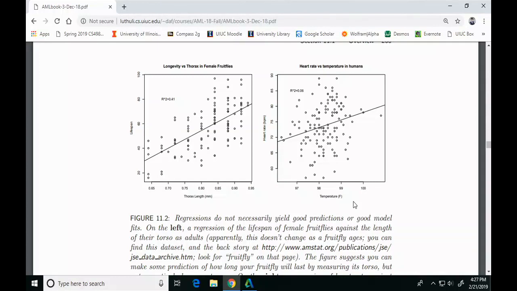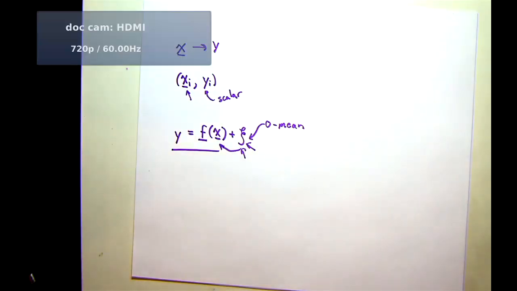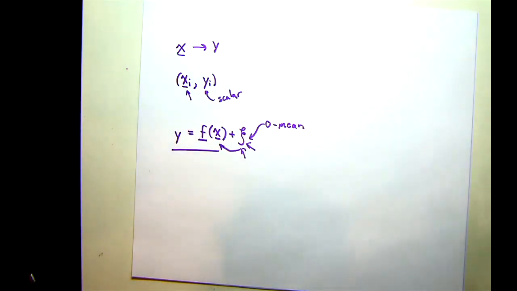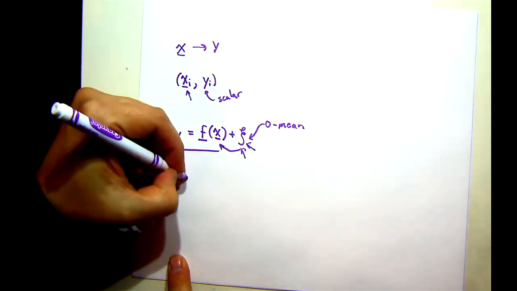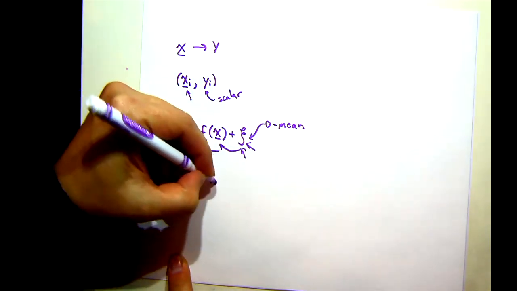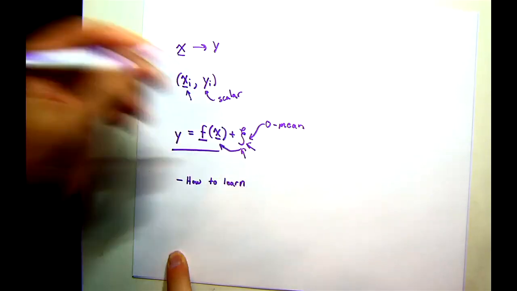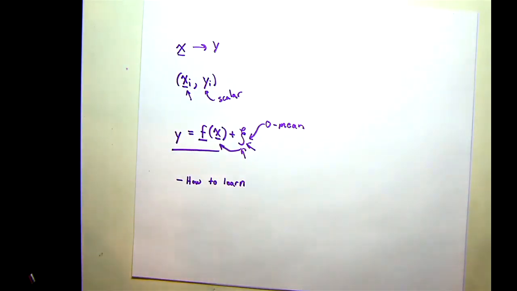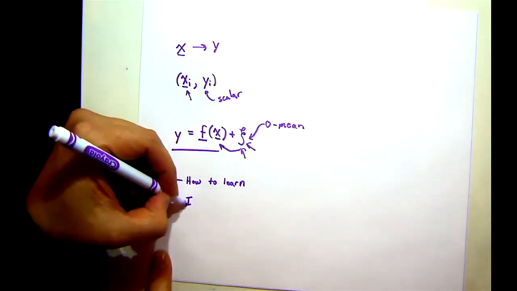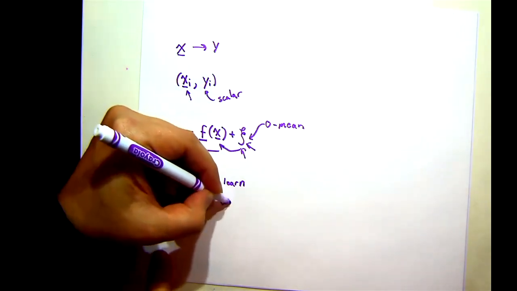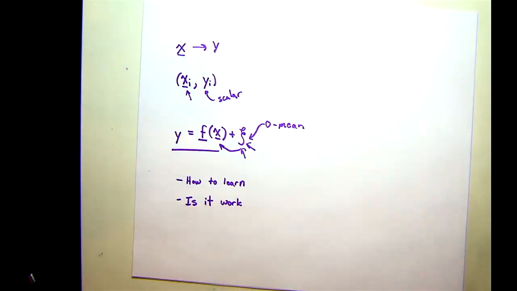Okay, so the things that we're going to need to do with regression: we're going to want to look at how to learn it. That's the first thing. We're going to want to look at, is it working? And if it isn't working, what can we do to fix it? Those are the two big things that we're going to look at in regression. And then we're going to look at a bunch of techniques that we use.